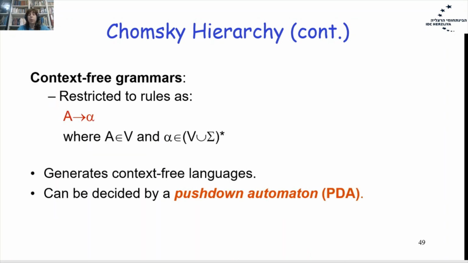The next type of grammars is context-free grammars. Here we have the following restriction to the rule. We have only one variable at the left-hand side, but A can derive alpha, where alpha can be a union of several variables or terminal symbols. This language is called context-free language. And during the next lecture, we will study an additional computational model, which is called push-down automaton, and context-free language can be decided by a push-down automaton.